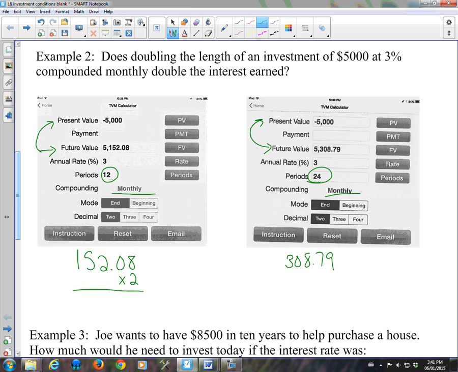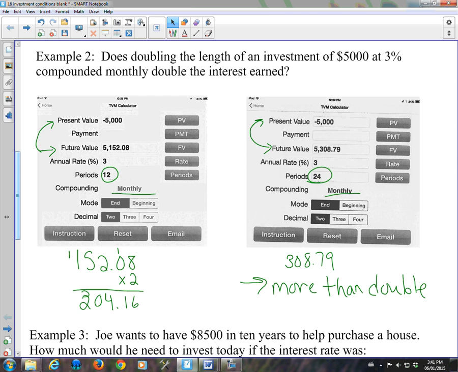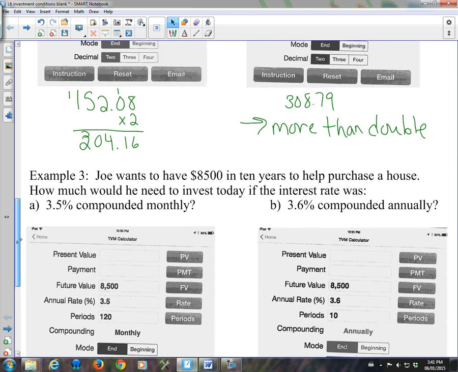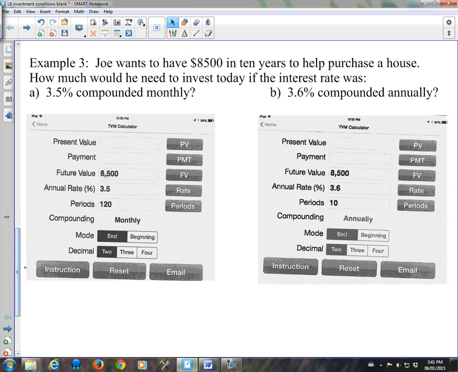Multiply that by 2. 2 8s are 16, carry the 1. That's 4, 10, carry the 1. Whoops, it's 304.16. So 308.79 is more. So again, doubling the time more than doubled the interest. So if I use my TVM solver, again, you should probably pause it and enter the numbers and see if you get the same thing. Make sure you know how to use it.